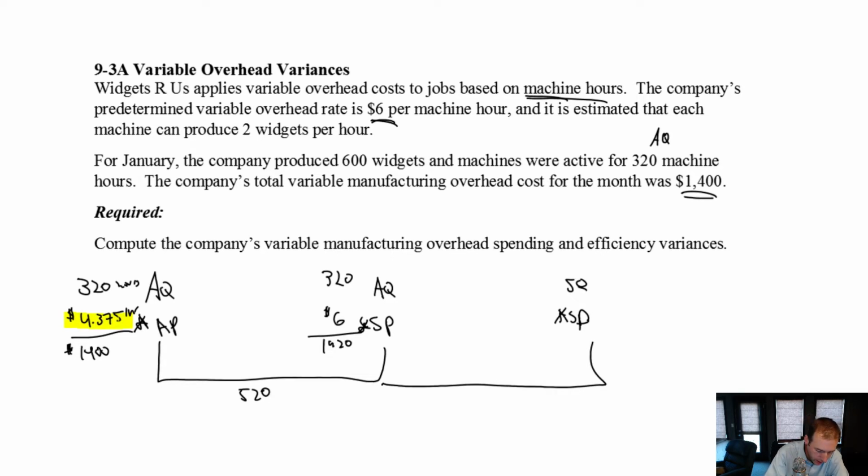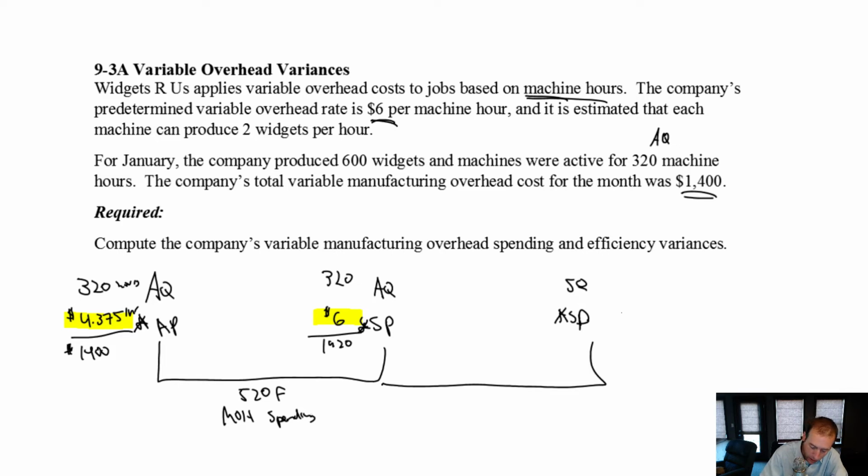And again, we highlight what is different before determining that. So 320, that's the same. We actually paid about $4.40 per machine hour for overhead costs. We figured it was going to cost us $6 an hour. So this is good. We paid way less than what we would have figured. This is a favorable manufacturing overhead spending variance, called an MOH spending variance.